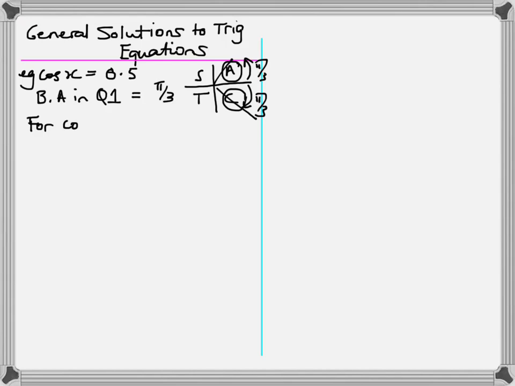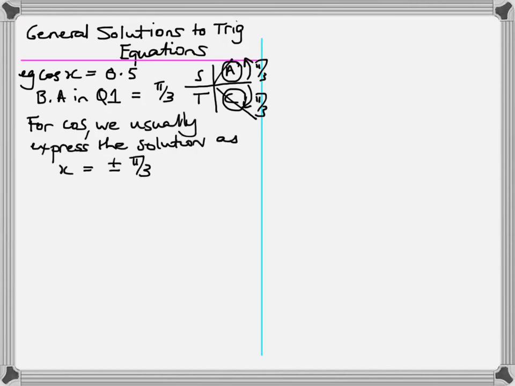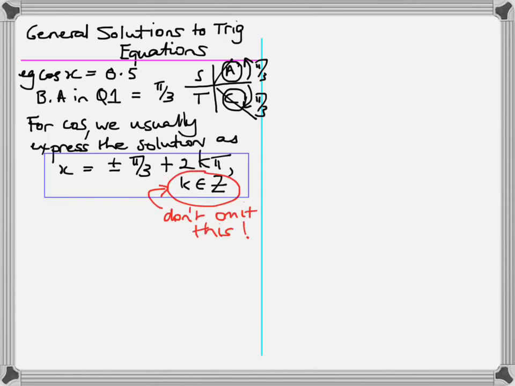Now, for positive cos, we usually express the solution as x is plus or minus pi on 3, because that encapsulates both those solutions that I've just showed you there on the CAST diagram, plus 2k pi, where k is an element of Z, meaning any integer. And I've written in red, please don't omit this, because that is completely incorrect if you omit it. You have to state what k is. If you go just inventing a symbol for k, you have to state what k means.